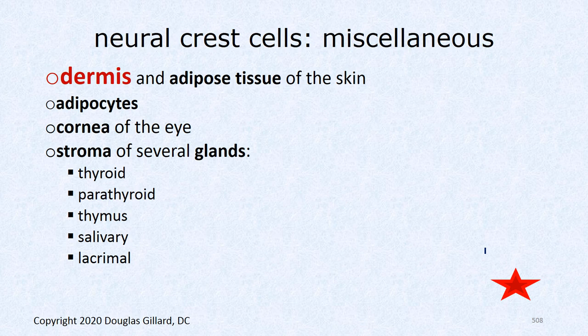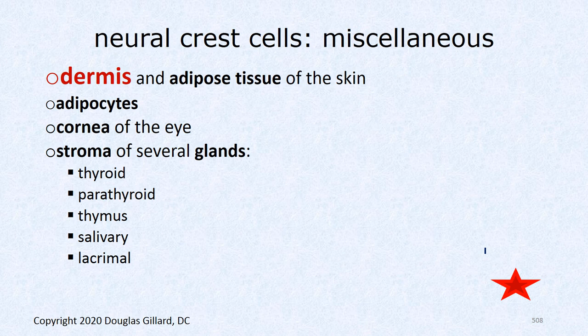Look at this huge one, the dermis, not the epidermis. What's the epidermis made from? Take a wild guess. Ectoderm, the epidermis. But underneath that, the dermis and even the fat in the subcutaneous tissue, fat cells, adipocytes, are all made from neural crest cells. The cornea of the eye, that one I would have thought, to me it's an outer layer, it should be ectoderm, but it's not. It's made by neural crest cells as well.